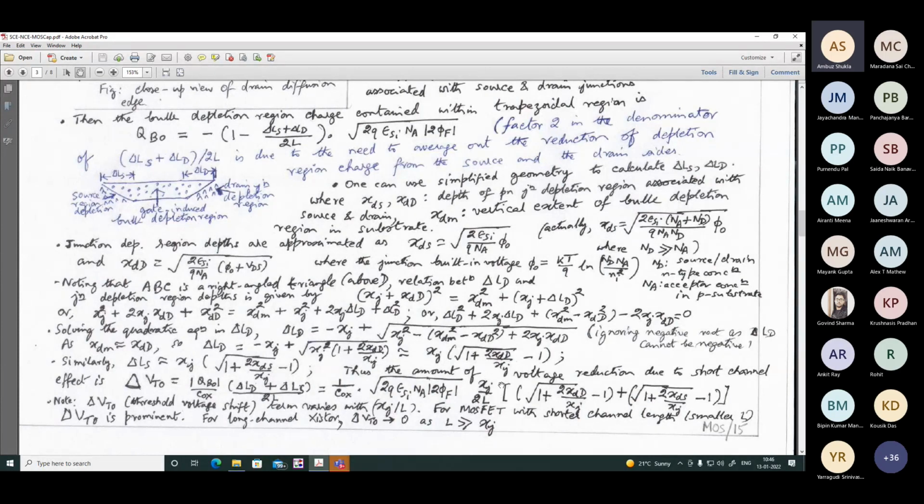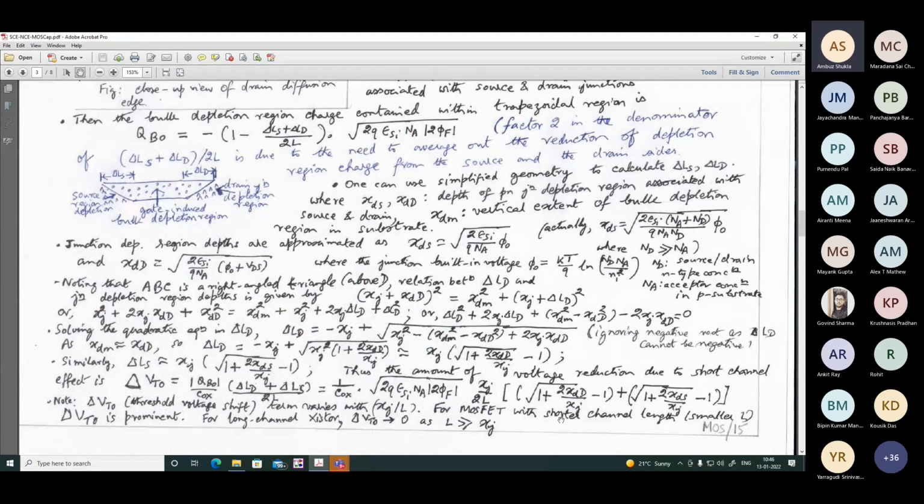So XJ by 12 multiplied by root over 1 plus this accounts for the drain side, this accounts for the source side. But you see, look into the presence of capital L in the denominator. For the long channel transistor, capital L was much larger compared to XJ. That means the VT0 threshold voltage shift term varies with XJ by L.